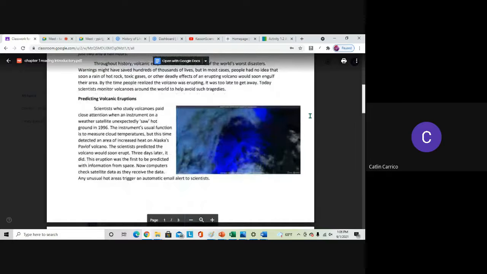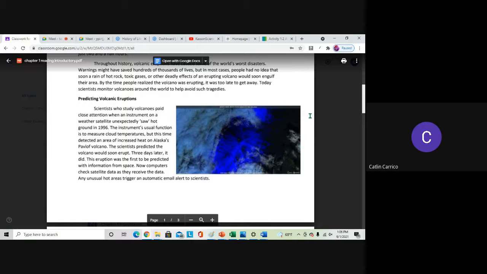Predicting volcanic eruptions. Scientists who study volcanoes paid close attention when an instrument on a weather satellite unexpectedly saw hot ground in 1996. The instrument's usual function is to measure cloud temperatures, but this time it detected an area of increased heat on Alaska's Pavlof volcano. The scientists predicted the volcano would soon erupt. Three days later, it did. This eruption was the first to be predicted with information from space.